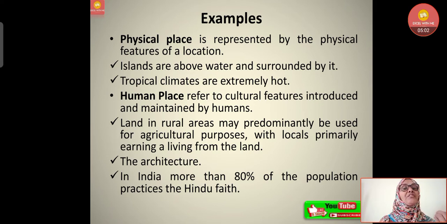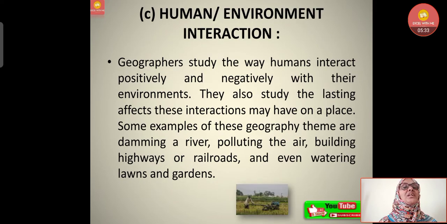Then human place refers to cultural features introduced and maintained by humans. Obviously, the places where humans maintain their cultures. Land in rural areas, for example, may be predominantly used for agricultural purposes, with the locals primarily earning a livelihood from the land. In India, more than 80% of the population practices the Hindu faith. This is one of the examples of human place. So, this is the second theme, that is place. Now, the third theme is human environment interaction.